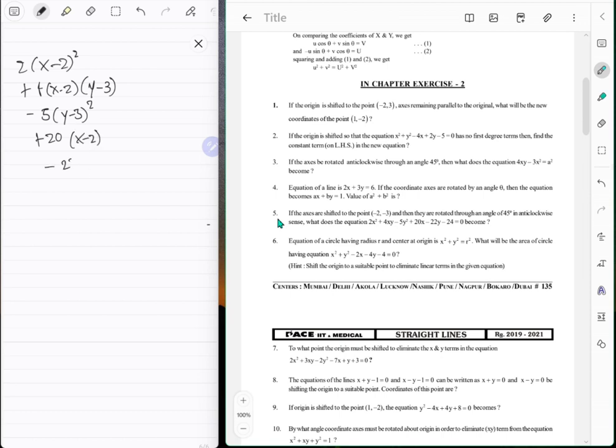Minus 22y, minus 24, right? What does this turn out to be? It just turns out to be 2 times x minus 4x plus 4, which is 2x squared minus 8x plus 8. This will be 4 times xy. What is xy? Minus 3x minus 2y plus 6. This will be 4xy minus 12x minus 8y plus 24.